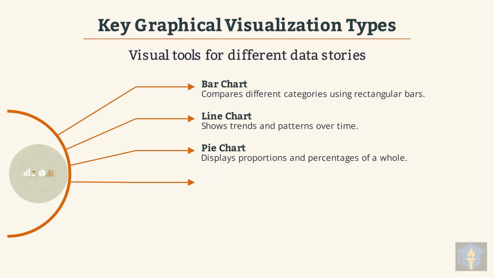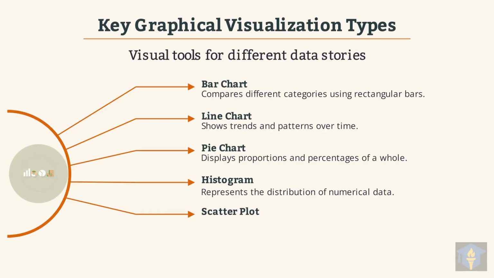A histogram is crucial for understanding the distribution of numerical data within specific ranges or bins. Histograms effectively represent the frequency distribution of numerical data, showing how values are spread out. The scatter plot is invaluable for exploring the relationship between two different numerical variables. Scatter plots help us identify correlations and clusters by showing how two numerical variables interact with each other.